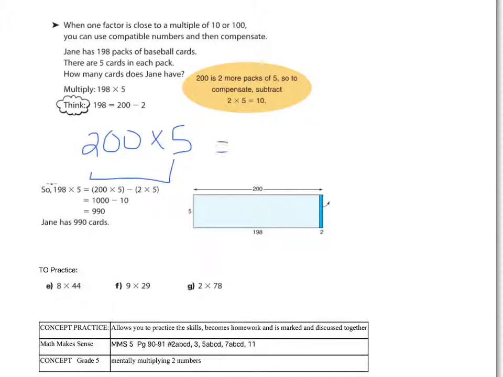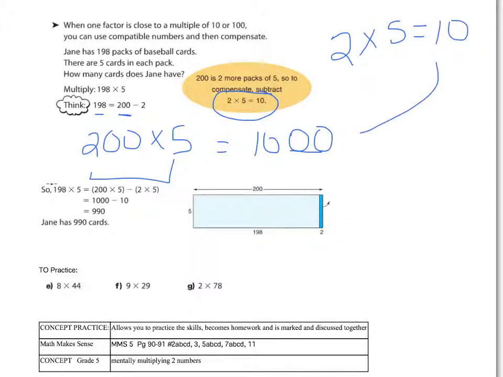2 times 5 is 10. I took off 2 zeros, I'm adding 2 zeros on. That's 1,000. But I added 2 groups of 5, right? Because 198 to 200 is 2 more. So I added 2 groups of 5. Well, 2 groups of 5 is 10, so I know I have to actually take 10 off of that, which would mean then it's 990. So that's compatible numbers and compensation together for mentally multiplying.